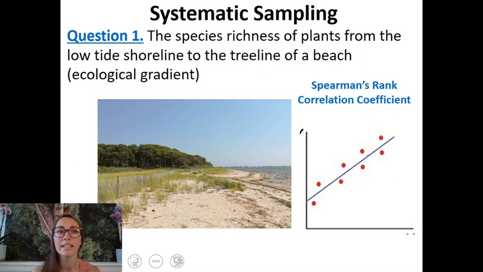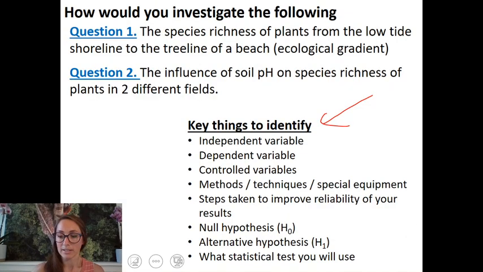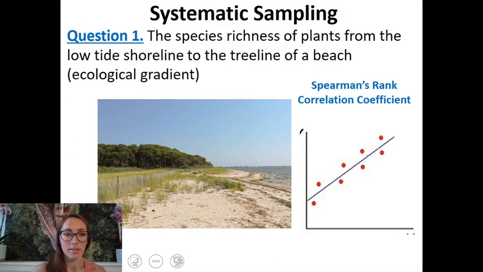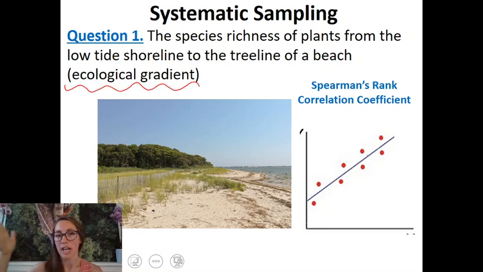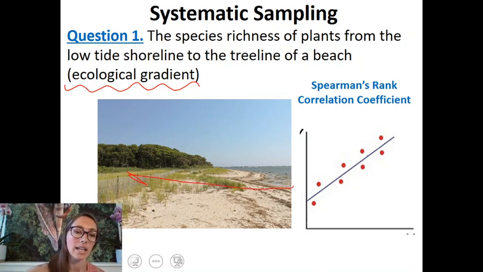So very crudely then, whenever we're looking at an ecological gradient in biology, we want to be thinking about using systematic sampling. An ecological gradient is basically in ecology where you've got a change from one distance to another distance. So, for example, here we've got a change in the ecosystem, or in the spread of species, from this point here all the way up to this point here.